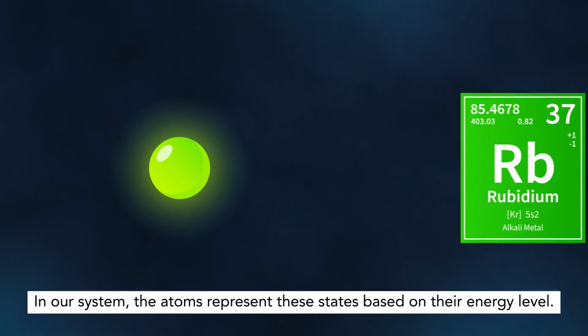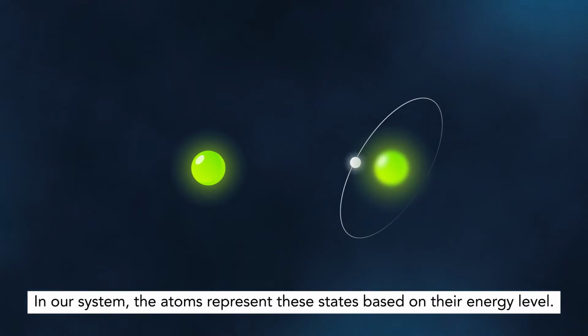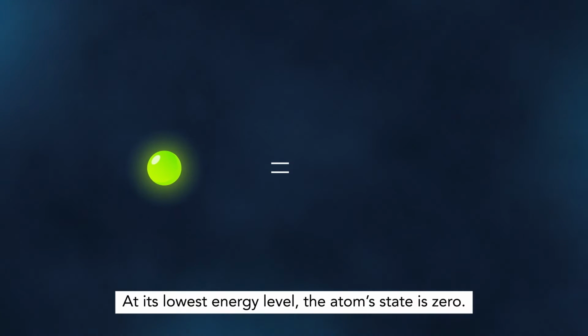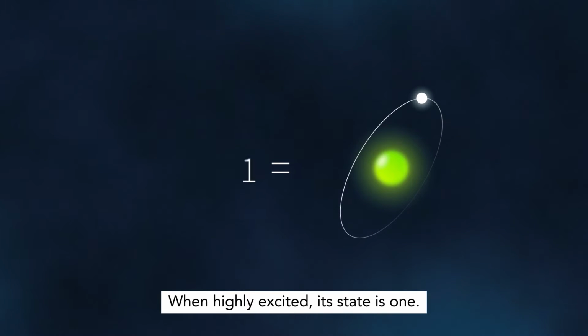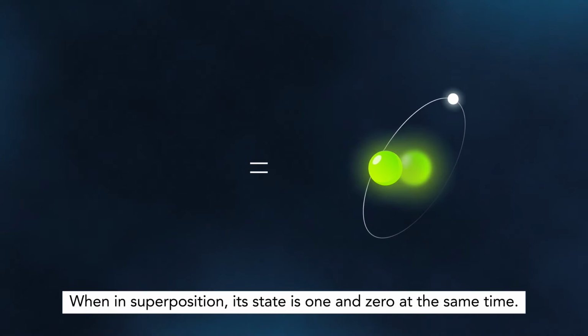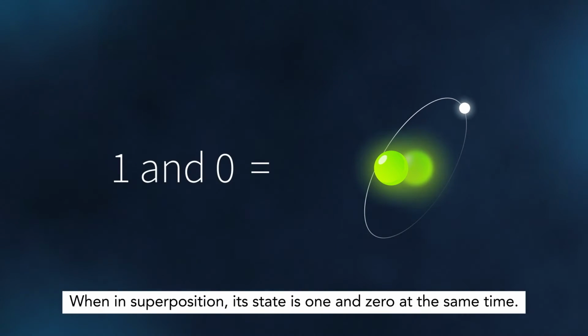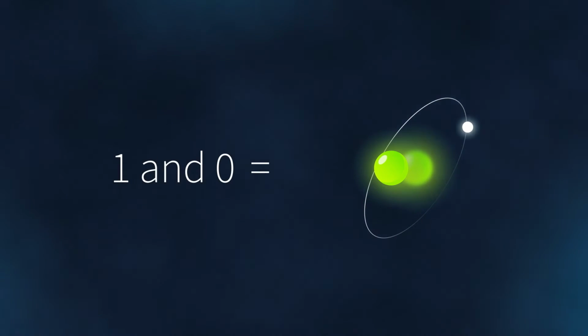In our system, the atoms represent these states based on their energy level. At its lowest energy level, the atom's state is 0. When highly excited, its state is 1. When in superposition, its state is 1 and 0 at the same time.